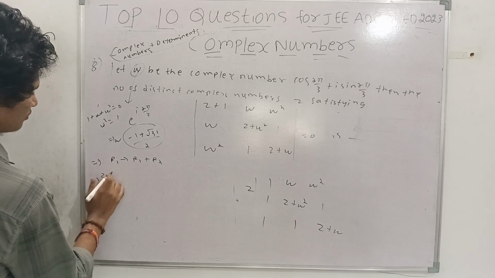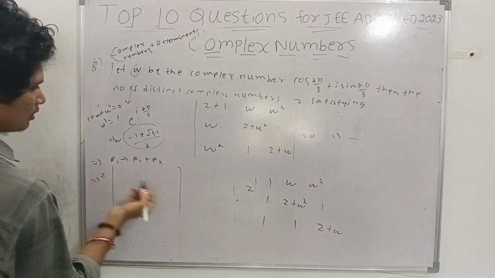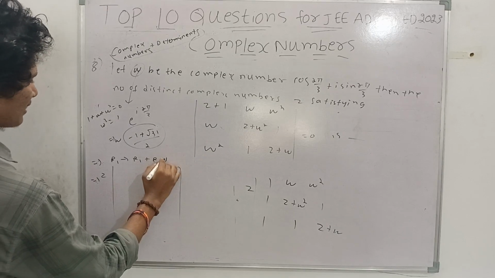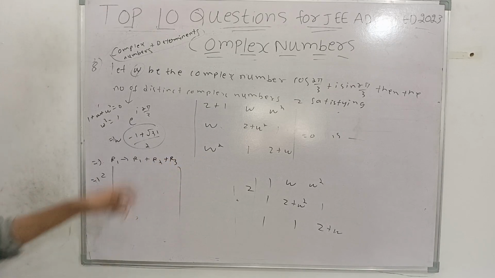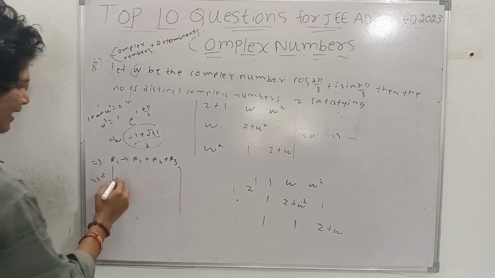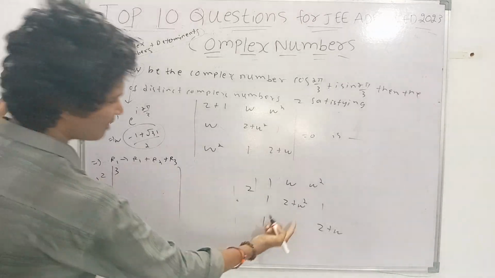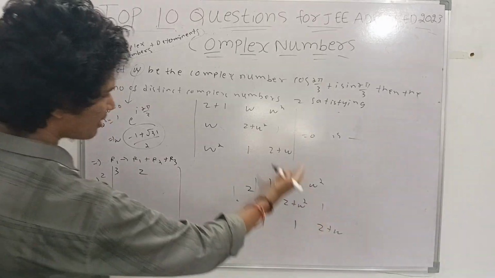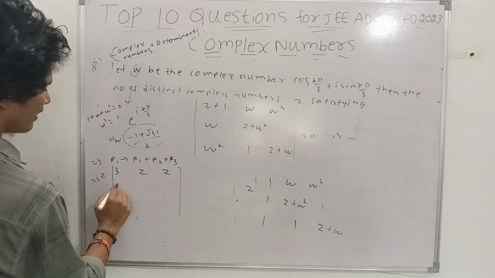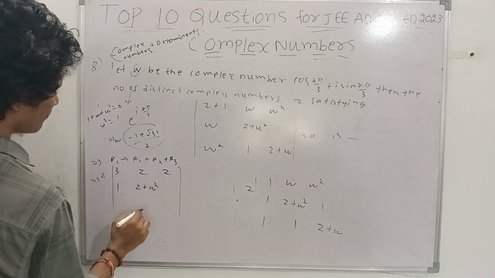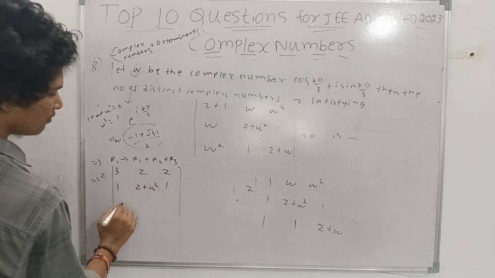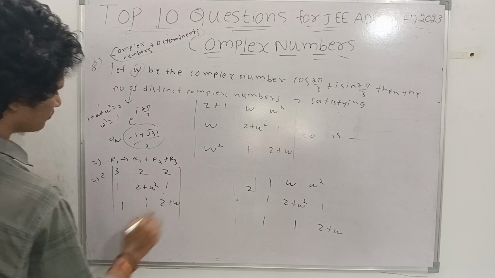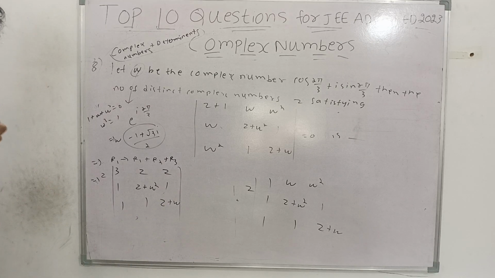R1 plus R2 plus R3. Total row we are adding. It will be 3. It will be 1 plus omega square, it is 0, and here it is Z. And here 1 plus omega square, it is 0, it is Z. And here same thing, Z plus omega square, 1, Z plus omega. Now what we can do? Now we can easily open these things.